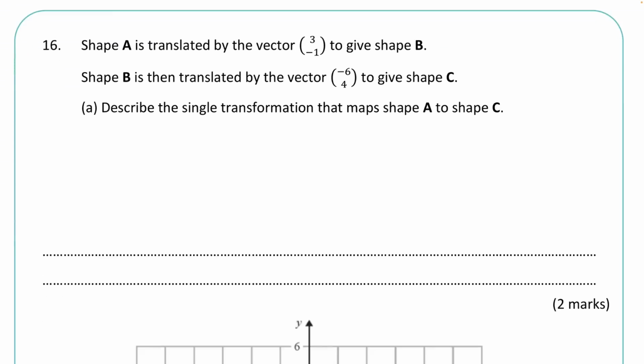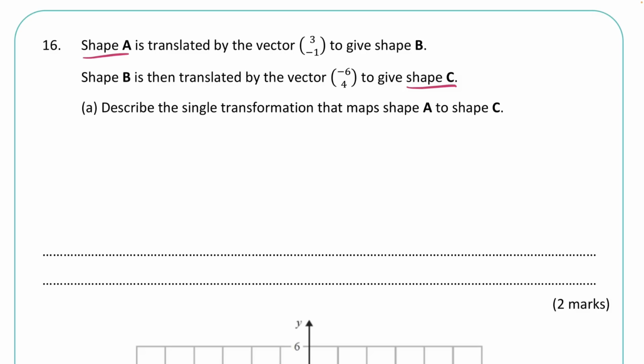Okay, question 16 is looking at some column vectors. It says shape A is translated by the vector 3, minus 1, which means right 3, down 1. And then shape B is translated by the vector minus 6, 4, which is left 6, up 4. Describe the single transformation that maps A to C. So going from A, the very first shape, all the way to the very end after these two translations.